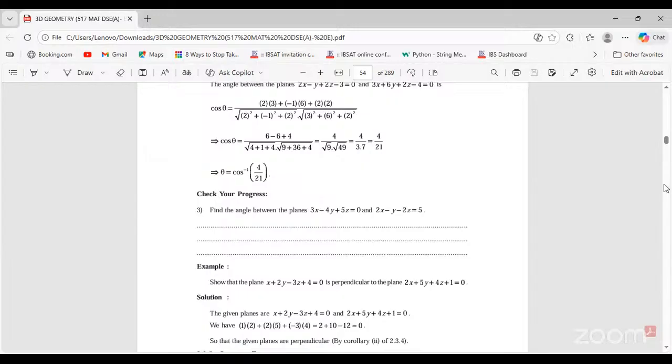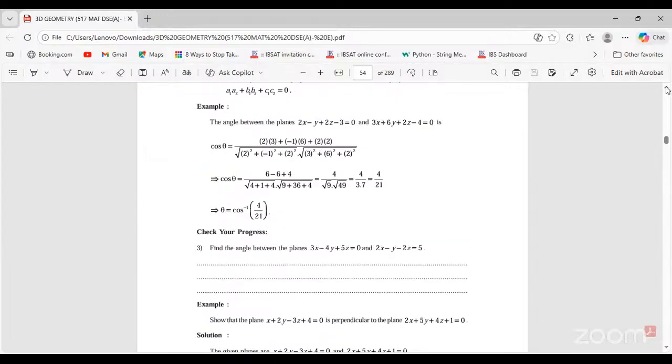Now this is one example. Write down the angle between two planes. The equations of the two planes are 2x minus y plus 2z minus 3 equals 0, and 3x plus 6y plus 2z minus 4 equals 0.